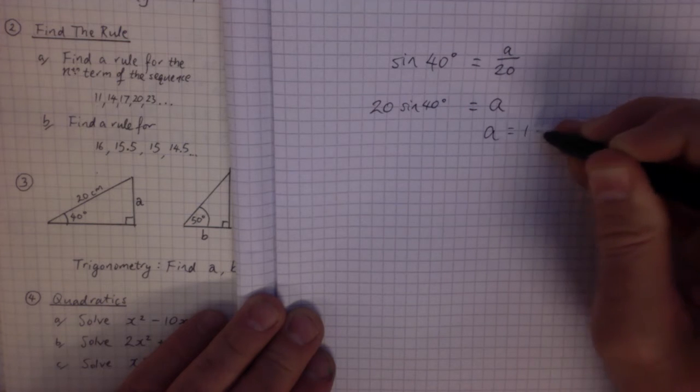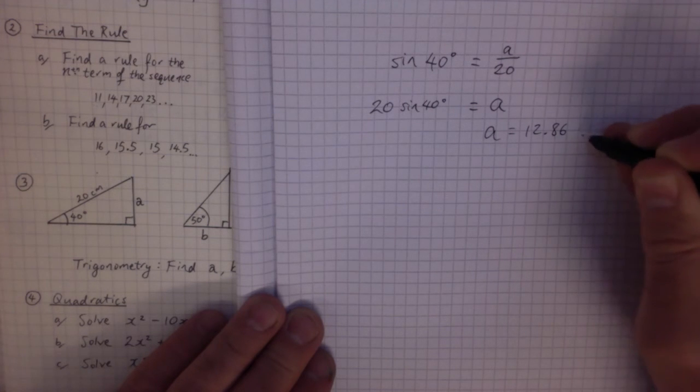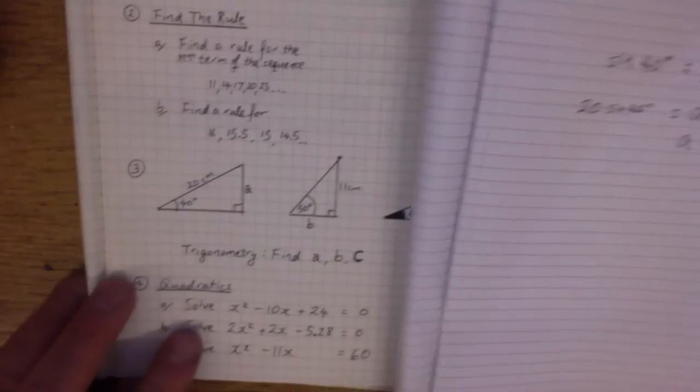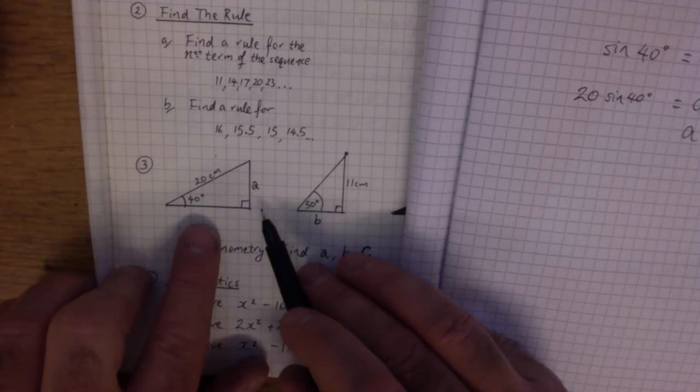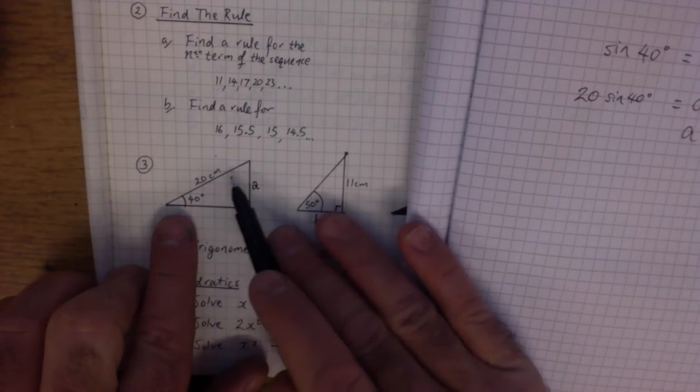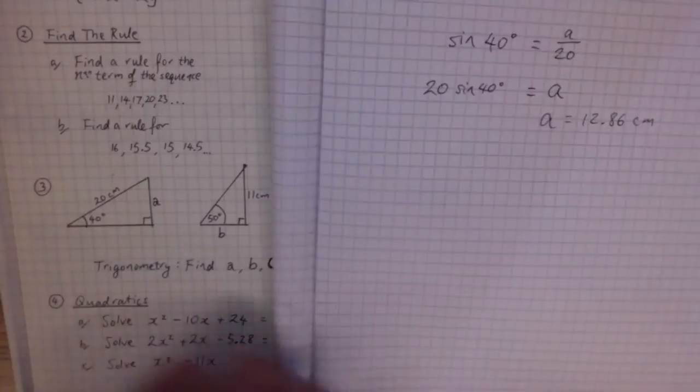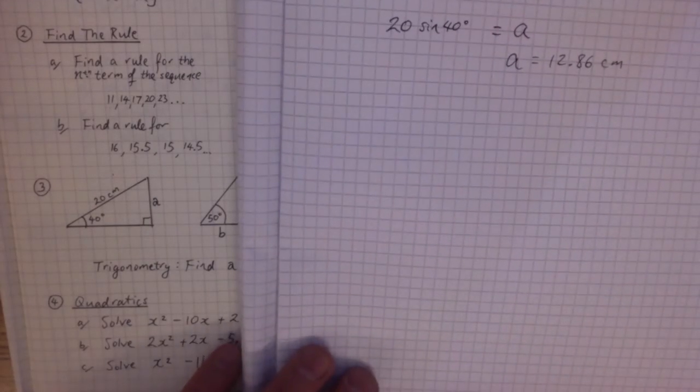A equals 12.86, and that's in centimetres. Looking at the original triangle, that seems to make perfect sense in the context of the question, with that being 40 and that being 20. So I'm happy with that. Okay, so that's A.